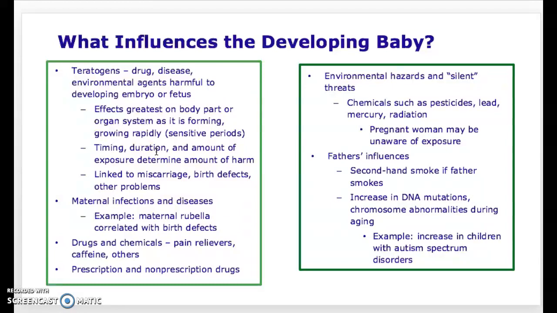And then there is the influence of the father, especially in terms of things like secondhand smoke, if the father smokes, or any kind of DNA mutation. There's also some research that has found that with older fathers who are in their 50s or 60s, we see a higher incidence of children with autism spectrum disorder. There isn't an exact link there, but there is some research to support that.